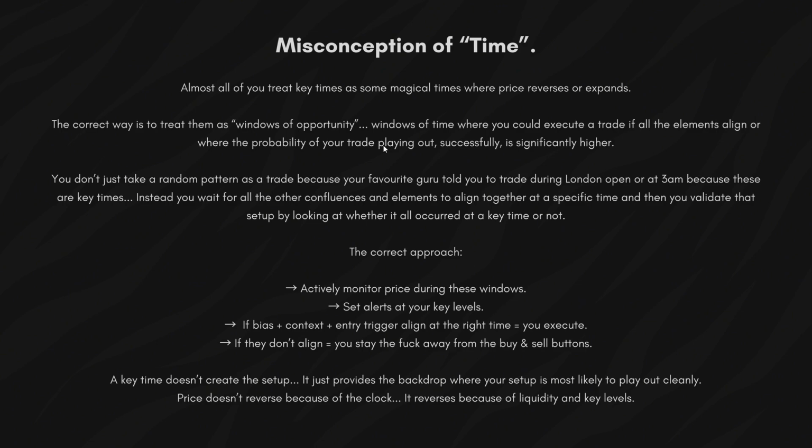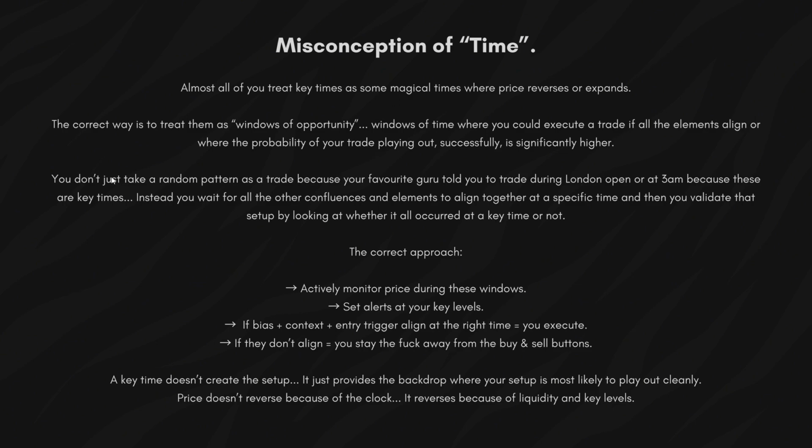You don't just blindly trade a random pattern or a random setup because it's the London Open kill zone or it's 3 a.m. Instead, you only trade and execute if the other elements are aligned with each other. And then a key time, or one of these windows of opportunity, only acts as a validation factor there and just validates the whole setup. What I mean by that is that if everything aligns with each other at one of these windows of opportunity or key times, such as the 3 a.m., then the 3 a.m. part in this case only acts as a confluence and validates the setup.